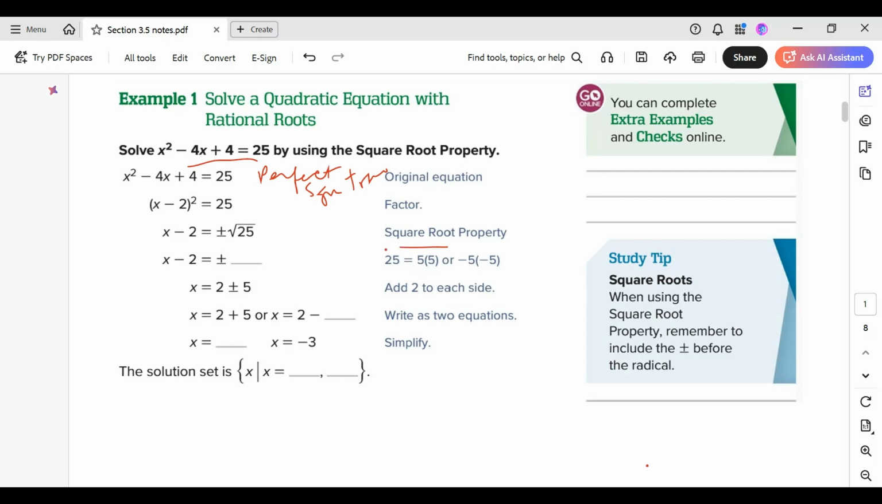Then they applied the square root property, which means they took the square root of both sides, causing the binomial (x minus 2) squared to become just plain x minus 2, and you have the positive and negative square root of 25. So that becomes a 5, and then you add 2 to the other side. That's where we get x equals 2 plus and minus 5, so we have two sides: x equals 2 plus 5 or x equals 2 minus 5, where we have 7 and negative 3. So the solution set is x equals negative 3 and 7.